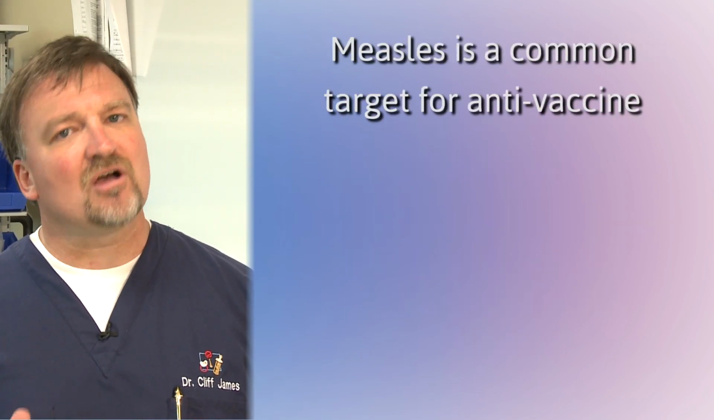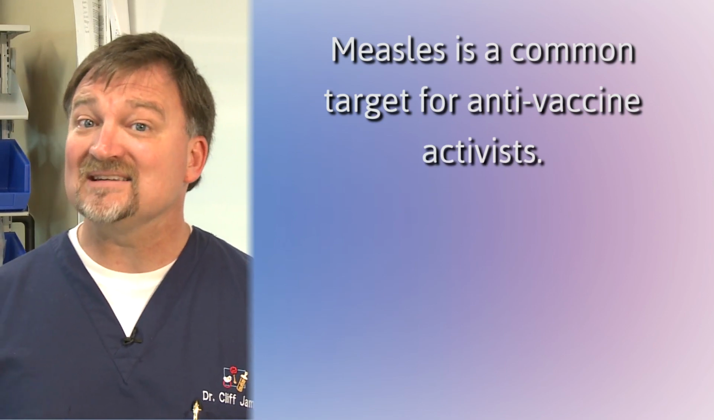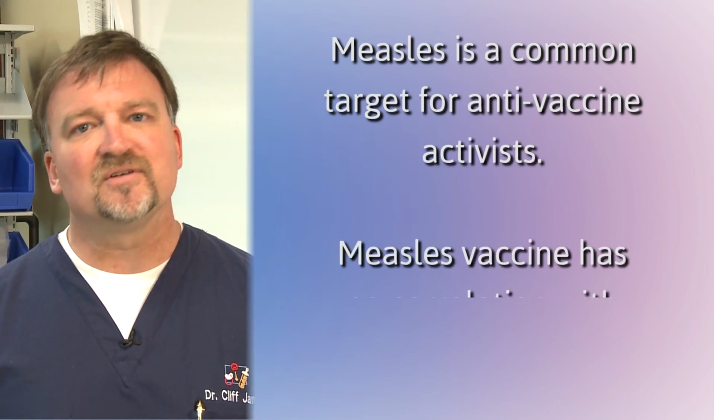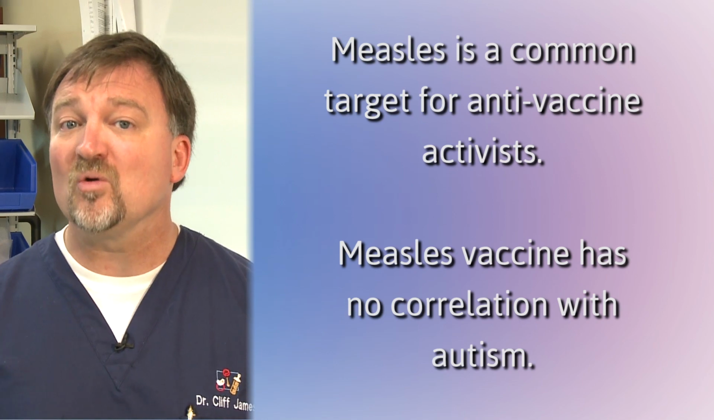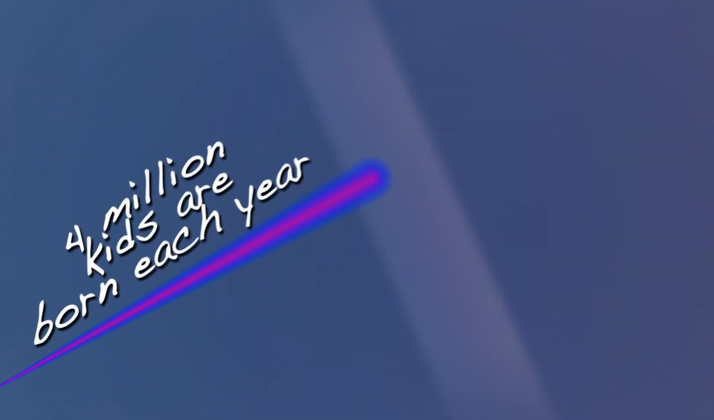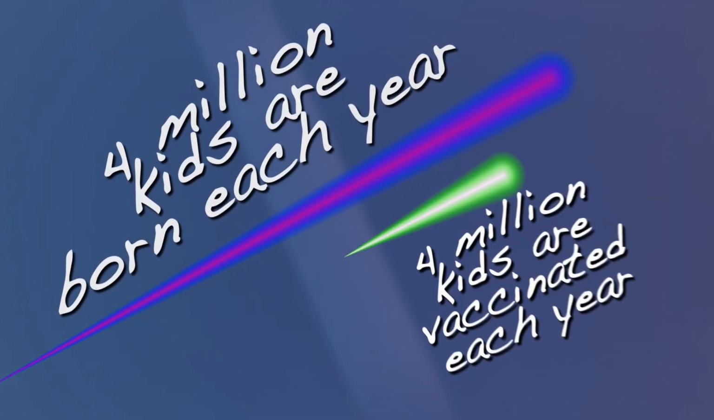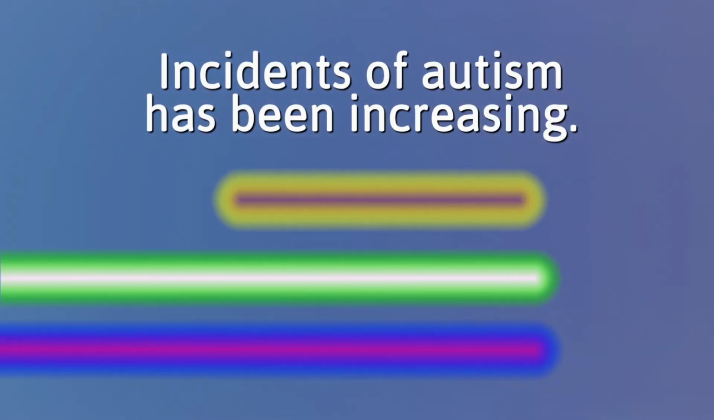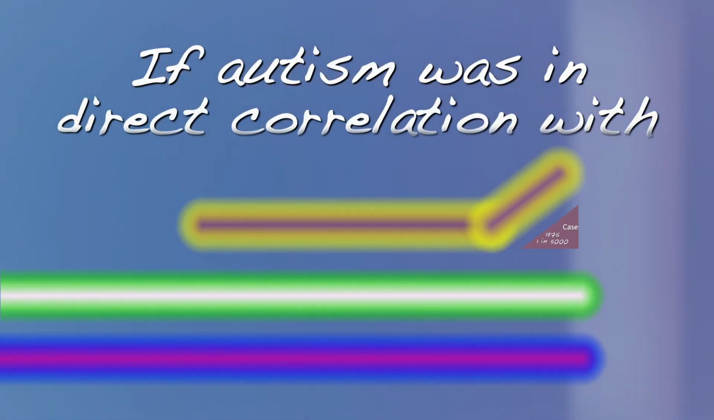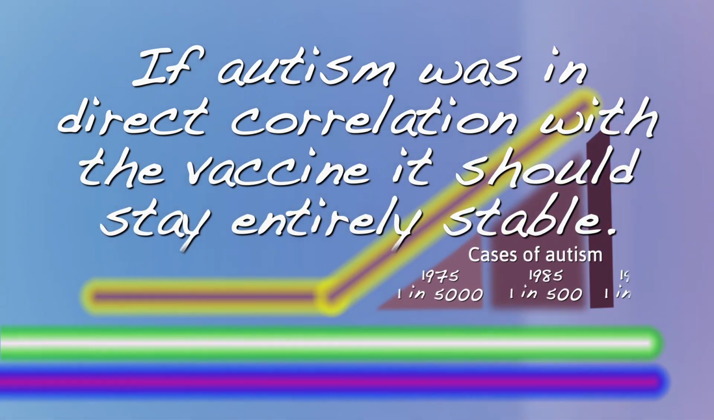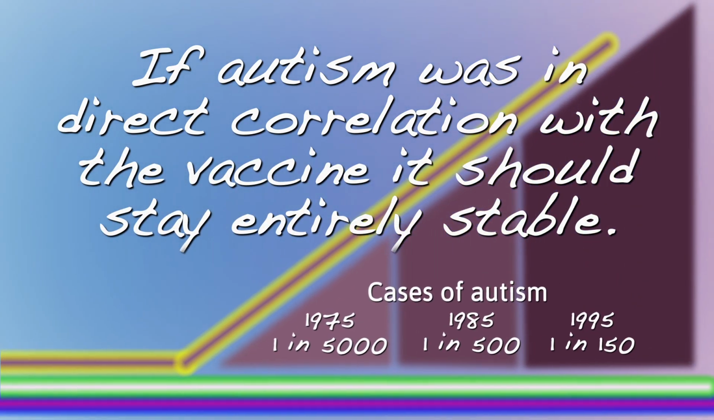Now, measles is a common target of anti-vaccine activists, but it's been proven time and time again that it has no correlation with autism. We have 4 million babies born every year. Every year, 4 million people get the measles vaccine. But yet the incidence of autism has been increasing. If it was a direct correlation with the vaccine, it should have remained entirely stable.